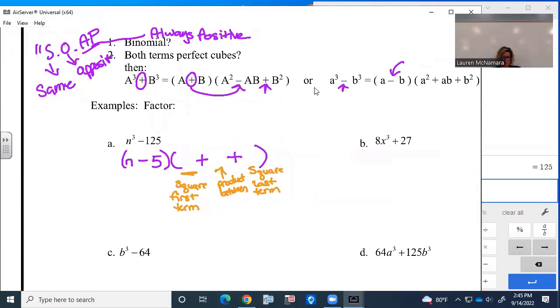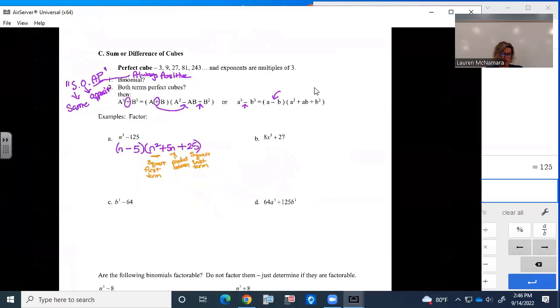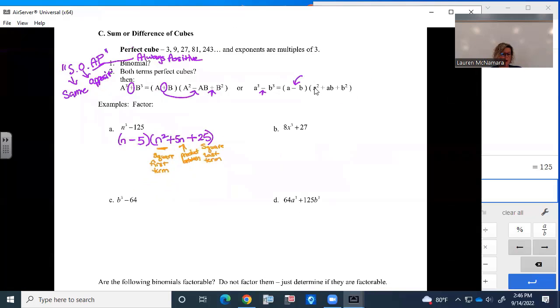So square my first term, so n squared. Square my last term, 25. Product between. So the product between is 5n. You already took care of your signs, so there's no sign that you're using there. All right, so let's do the next one. I promise you it will get easier. Okay.